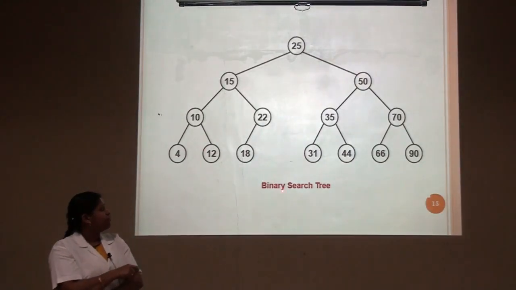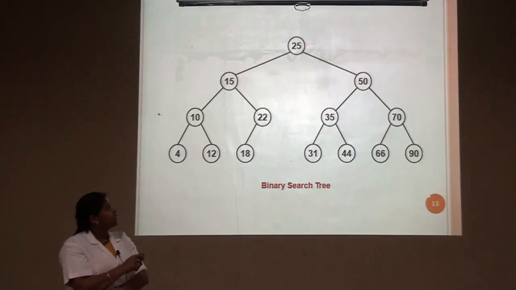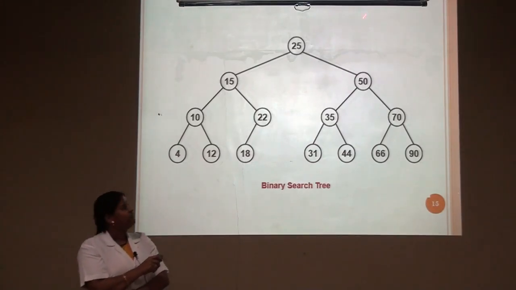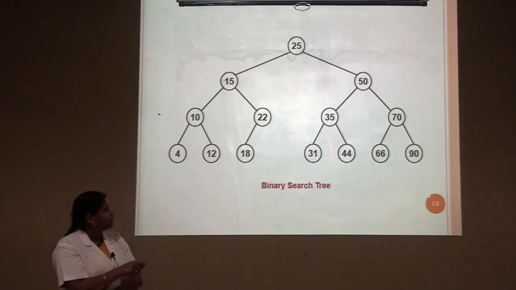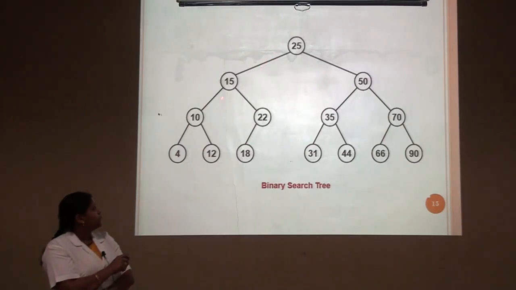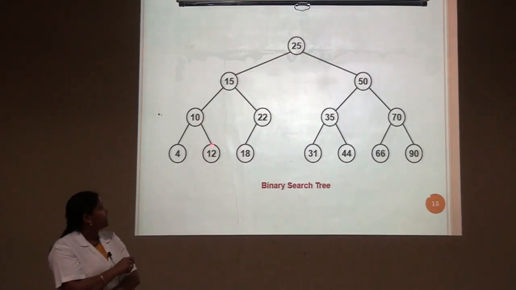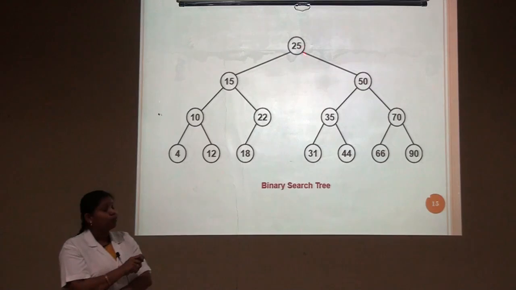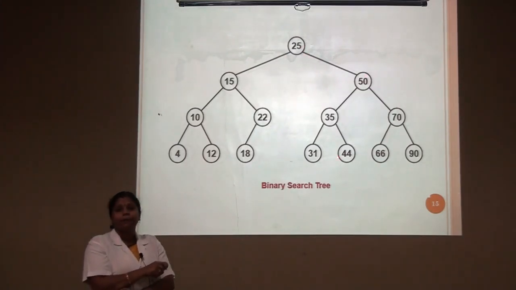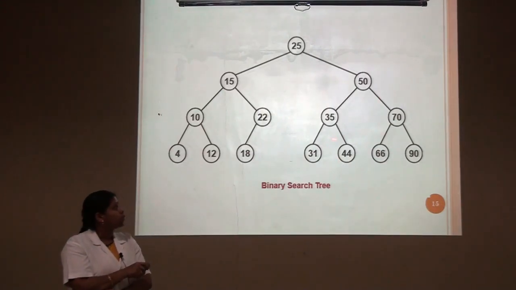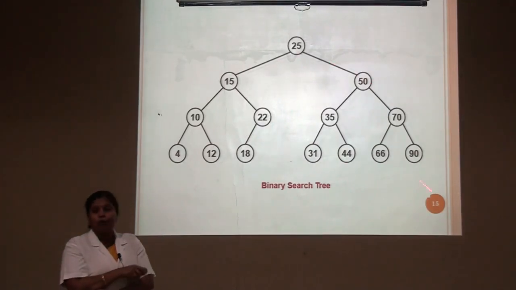See, this is an example of a binary search tree. The root node's key value is 25, and this is the left subtree of the root node and this is the right subtree of the root node. In the left subtree, look at the nodes and their key values. All the nodes have lesser key values than the root node, and in the right subtree, look at the key values of the nodes in the right subtree of the root node. All the nodes have key values higher than the root node. So this is a binary search tree construction.